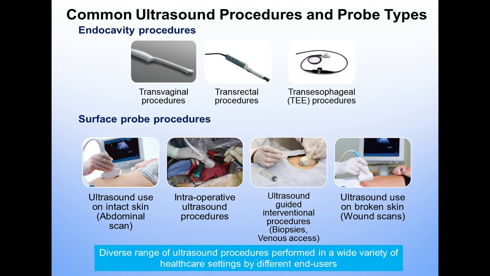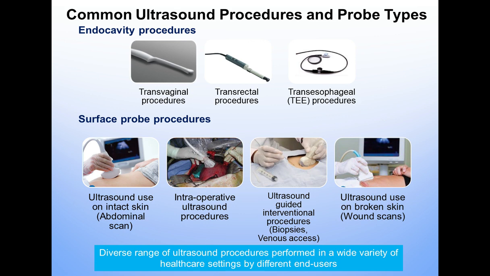So common ultrasound procedures and probe types. Well, we're all familiar with the transvaginal procedures. We've got transrectal procedures, and there's also the transesophageal procedures known as TEE. I don't think many sonographers are totally involved with TEE procedures, but certainly the cardiac group would be. And when you look at the surface probe procedures, we've got abdominal ultrasound scans that are provided on intact skin. Then, of course, intraoperative.